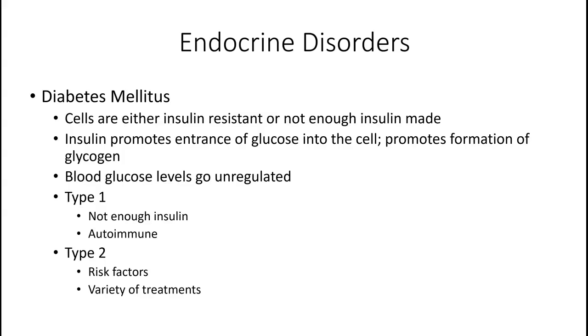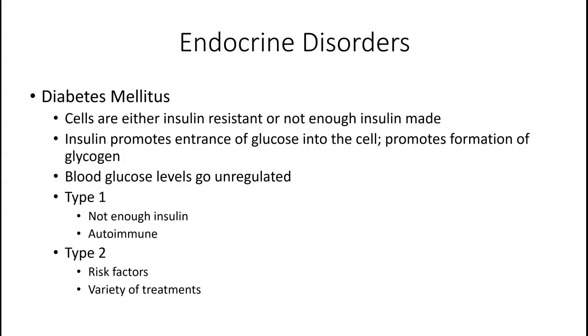Type 2, there's a variety of different risk factors. And there could also be a variety of treatments as well. So this is when the cells are insulin resistant. If those cells are constantly bombarded with insulin, they're eventually going to start to downregulate those receptors. So now they're not going to be as sensitive. So the body's going to have to keep producing more and more insulin. It gets harder and harder to get the glucose into the cells.